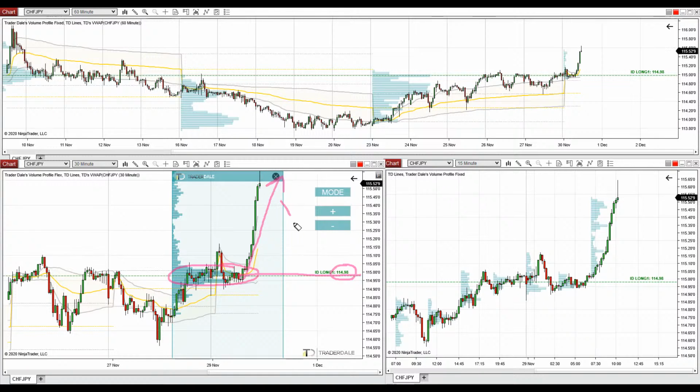So when there is a pullback at some point in the future, I expect those buyers from this rotation to defend the longs and to try and push the price upwards from this area again.